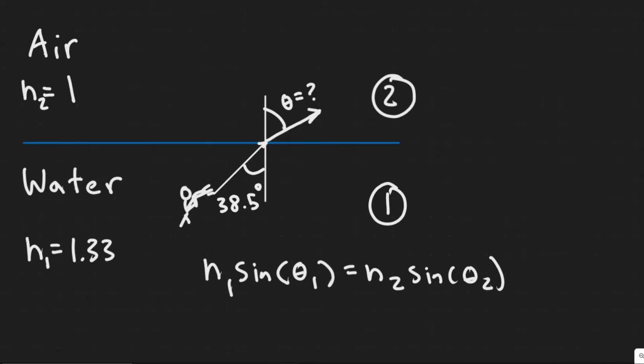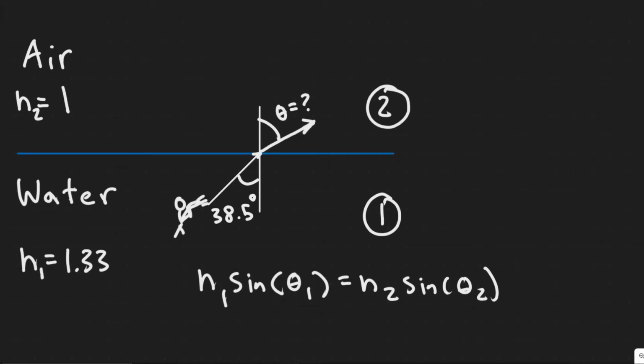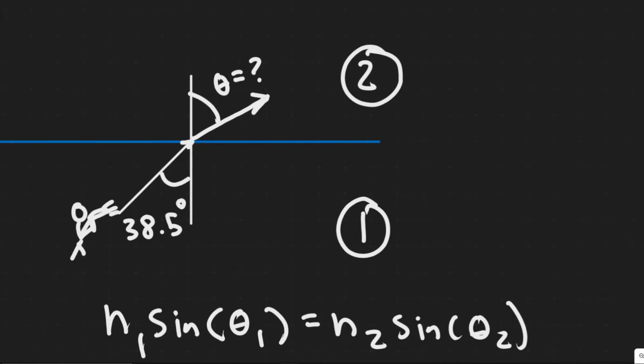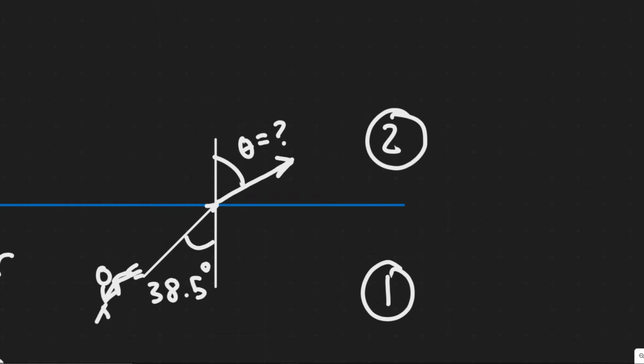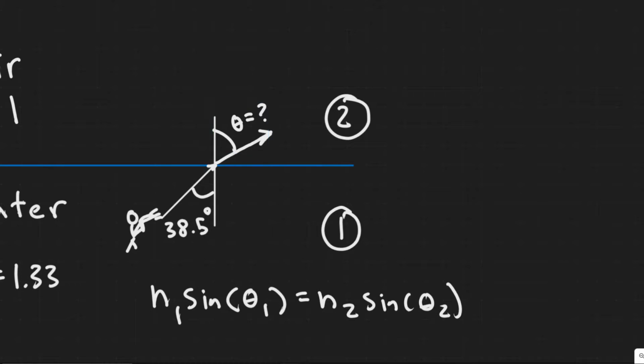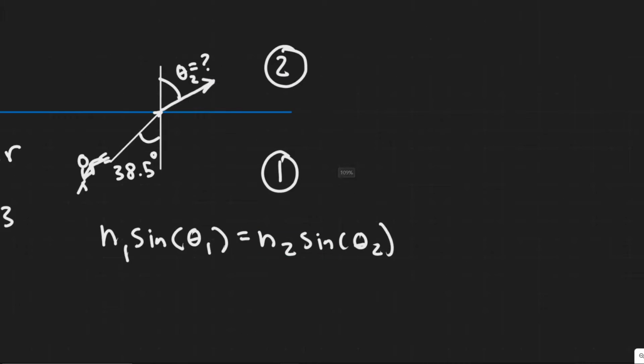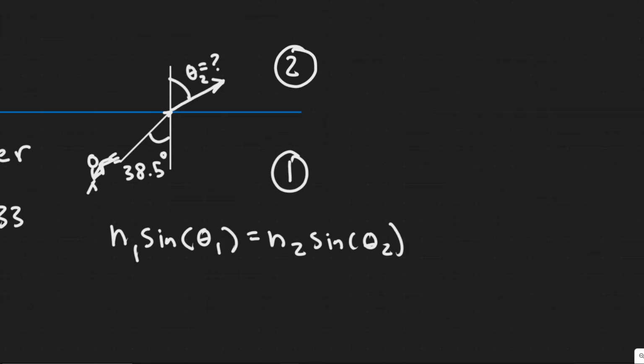And then what are theta 1 and theta 2? Theta 1 is your angle of incidence, which is basically the angle to the vertical, in this case 38.5 degrees, the angle of the ray of light to the perpendicular of your surface. And then theta 2 is your angle of refraction, where it leaves, again the angle to the vertical. What they want us to do is solve for the angle where it leaves, so this is your theta 2. In this formula, we're going to need to know n1, theta 1, and n2. That'll just leave theta 2, which is what we want to solve for.